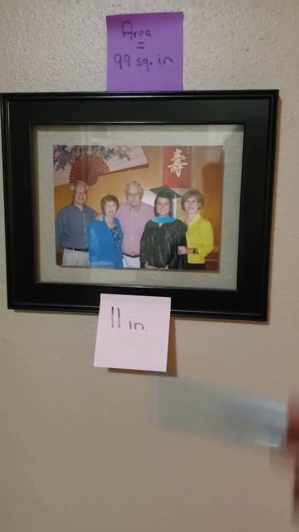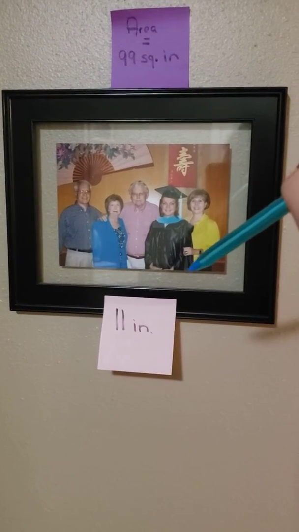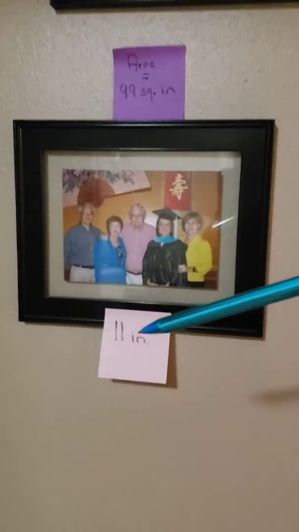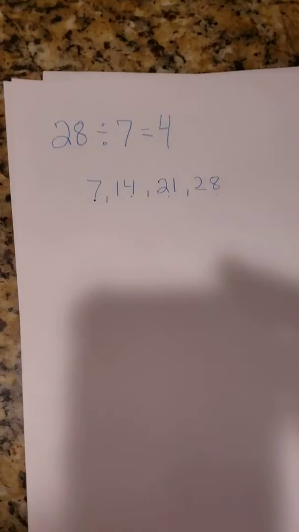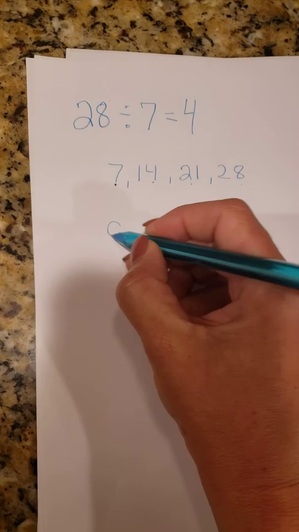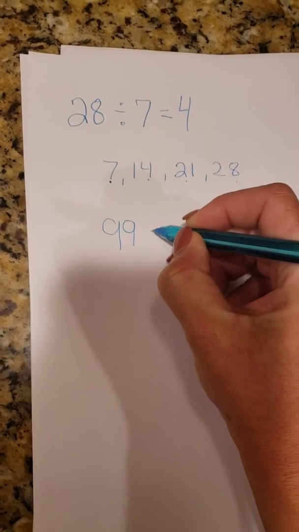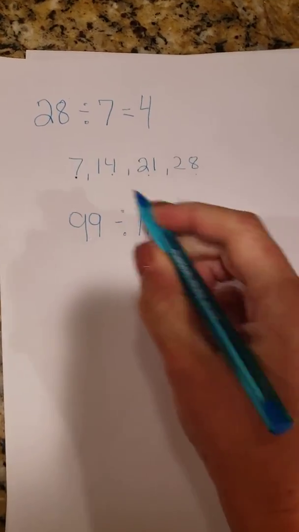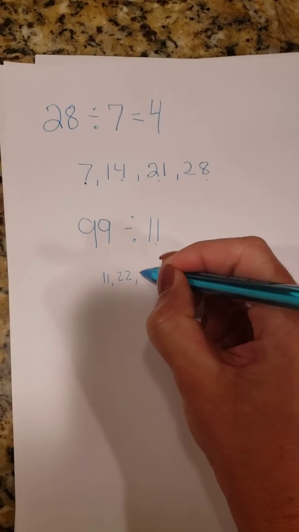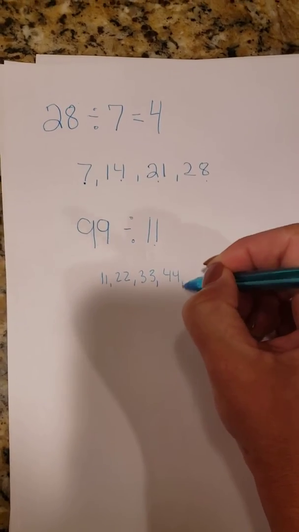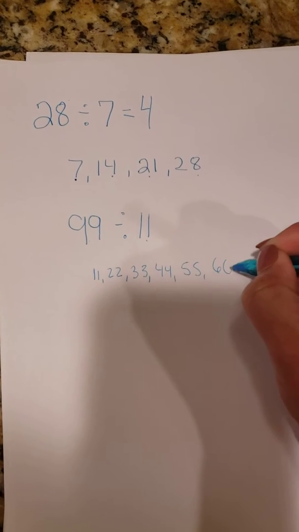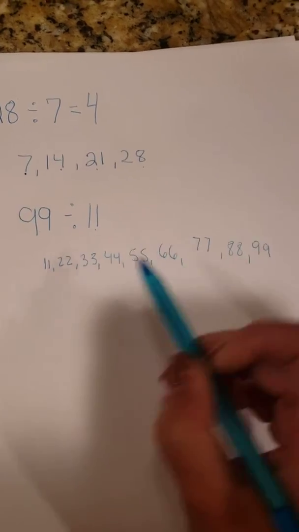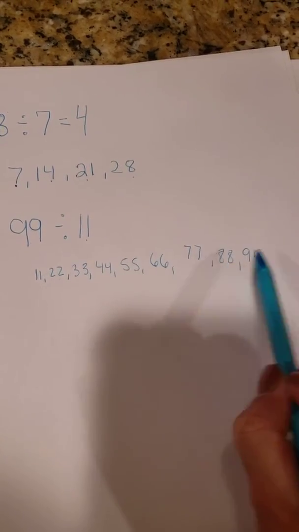So again, we're going to think about, okay, when we calculate area, when we know the dimensions, we multiply. So if we're working backwards and we're doing the opposite, that's going to be division. So we're going to take that 99 and we're going to divide it by 11. Again, you could skip count. 11, 22, 33. And that would give you 1, 2, 3, 4, 5, 6, 7, 8, 9 groups.